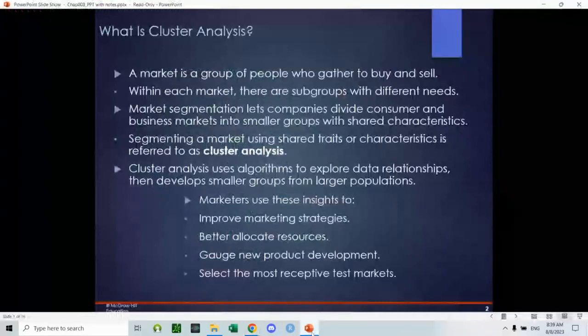Cluster analysis uses algorithms to explore data relationships, then develop smaller groups from larger populations, and these insights are used to improve marketing strategies, better allocate resources, gauge new product development, and select the most receptive test markets. Clustering algorithms identify groups with similar traits.